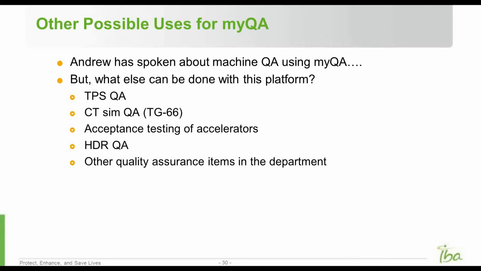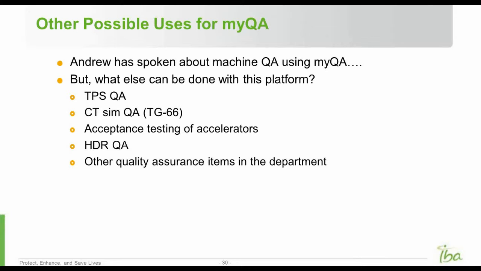But if you could track the acceptance testing of your machine in myQA, you would have access to that baseline data for every measurement that you would have following acceptance tests. That's really good information. We like to benchmark everything back to our acceptance test when we first had the machine installed. Your HDR QA, you can put your QA in there.